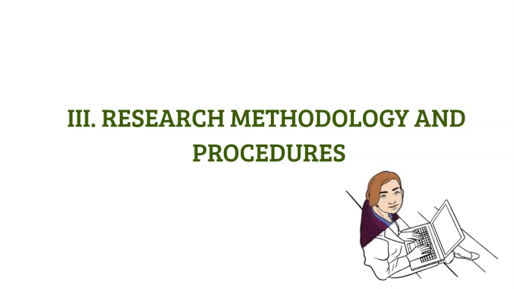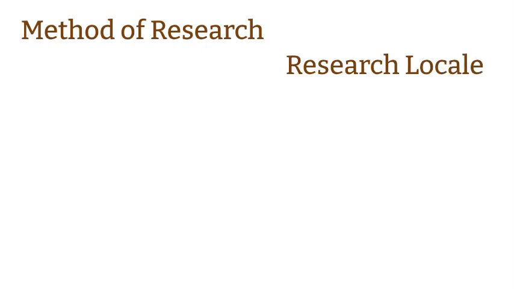Research methodology and procedures. Method of research. The method of research used, whether historical, descriptive or experimental, should be explained briefly. The procedural part of the method, its appropriateness to the study, and some of its advantages should be given attention. Research locale. The location of the study should be discussed in this section. Respondents. These are the participants of the study that will help the researcher make the research possible.